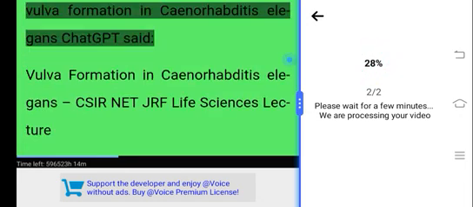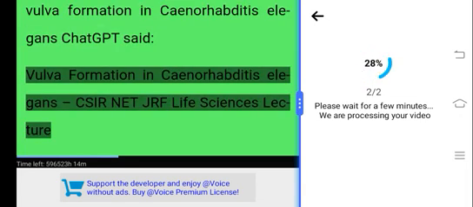You said: Vulva formation in Caenorhabditis elegans. ChatGPT said: Vulva formation in Caenorhabditis elegans.